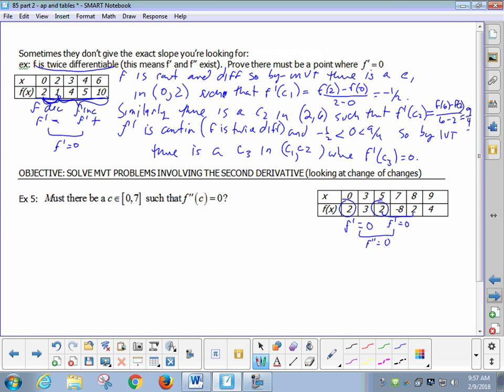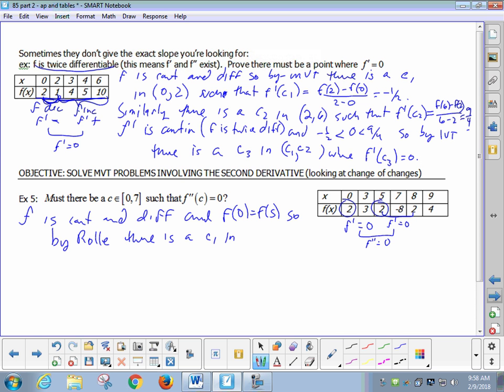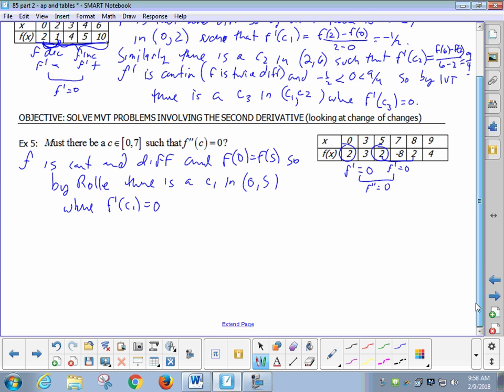Let's write it up. A lot of writing, but get over it. F is continuous and differentiable. Should we go Rolle's? Let's do it. And F at 0 equals F at 5. So by Rolle's, there is a C1 in what interval? 0 to 5, where F prime at that C1 is 0, guaranteed. Okay?